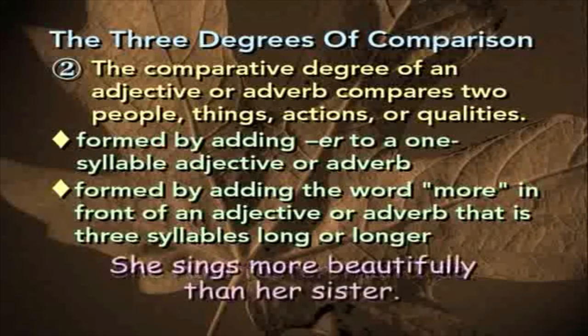And one more example. She sings more beautifully than her sister. Here again we have a comparison of two people, she and her sister. And we've taken the positive degree of the adverb beautifully and turned it into the comparative degree by adding more in front. Remember, we would use the word more in front of the adjective or adverb when it's 3 syllables long or longer. And beautifully is a long adverb. And therefore, more beautifully is the correct way to form the comparative degree of the adverb.